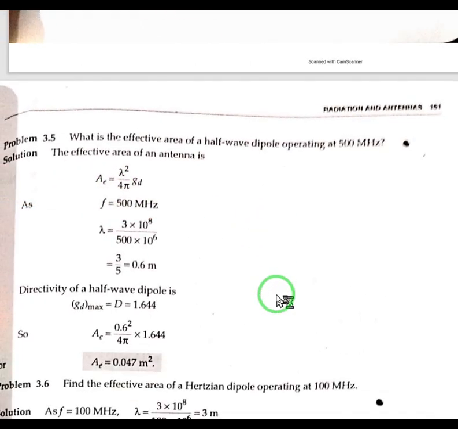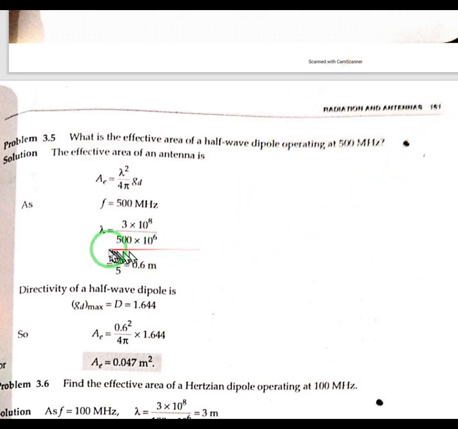Now, the next question is the effective area of a half-wave dipole operating at 500 megahertz. We have to find the effective area in this question for a half-wave dipole that is operating at 500 megahertz. The effective area formula is lambda square over 4 pi GD for half-wave dipole. Here the frequency is given, which is 500 megahertz. We put all of the values in the formula.